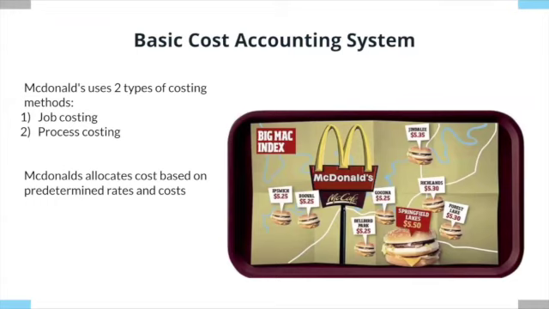The system incorporates both direct costs, for example, ingredients and labor, and indirect costs, for example, utilities and overheads, to calculate the total cost of production. Costs are allocated based on predetermined rates and standard costs established by the company.